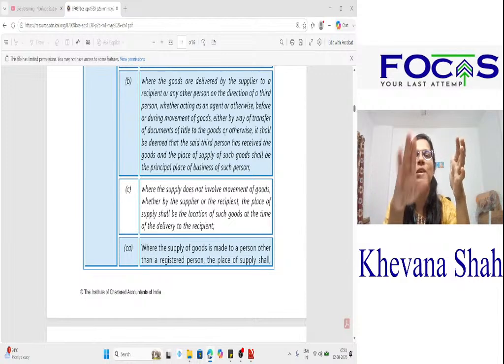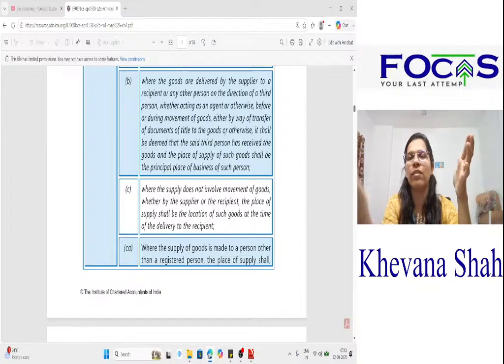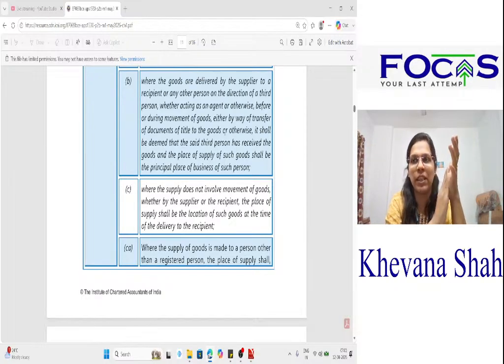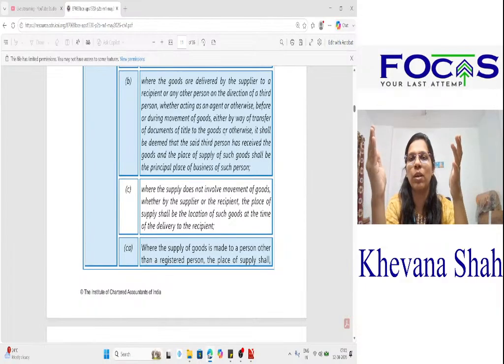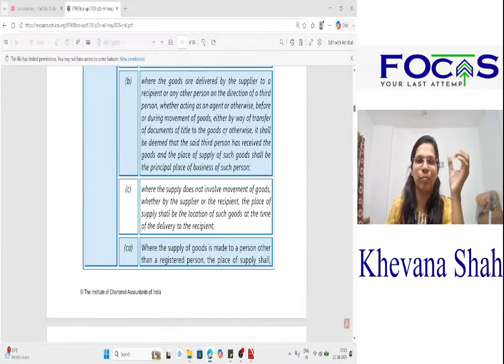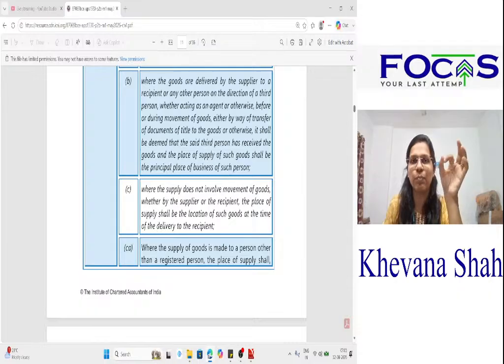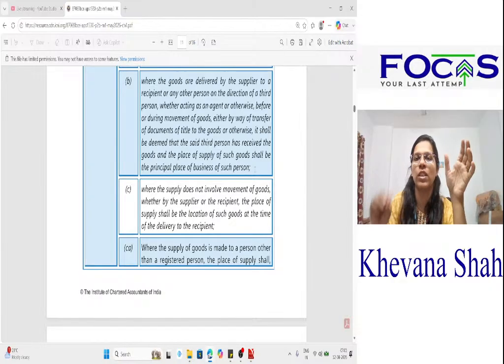So what happens? The person at place B will ask the person at place A to directly deliver the goods at place C. So here the person at place A will deliver the goods to the person at place C. Now what happens? In this case, it shall be deemed that the said third person has received the goods, and the place of supply of such goods shall be the principal place of business of such person.